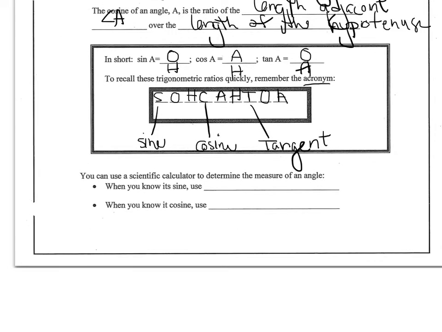So when we take a look, you can use your scientific calculator to determine the measure of an angle. When you know its sine, use sine to the -1. This is the same as sine inverse. If you know when you're using cosine, you can use cosine to the -1, which is the same as cosine inverse.